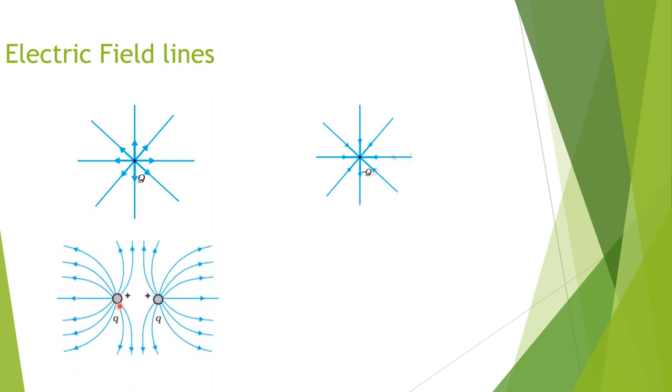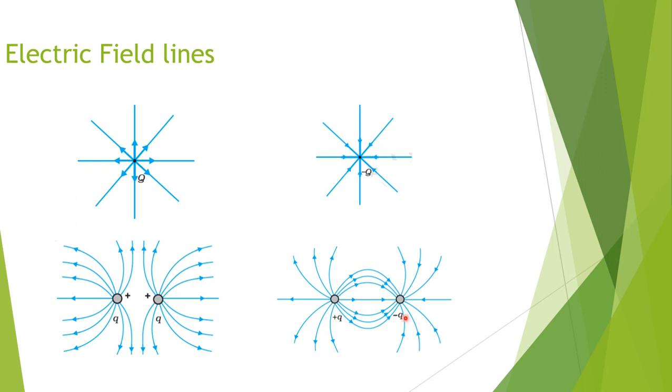They are normal. That's why they are drawn like this, normal to the point charge, radial. Suppose you have two positive charges, how will it be? One positive charge's lines go radially outward, and so do the other's. There is a repulsive force between these two charges, so near this region the direction of the field will be like this. This is how two positive charges' electric field lines look.